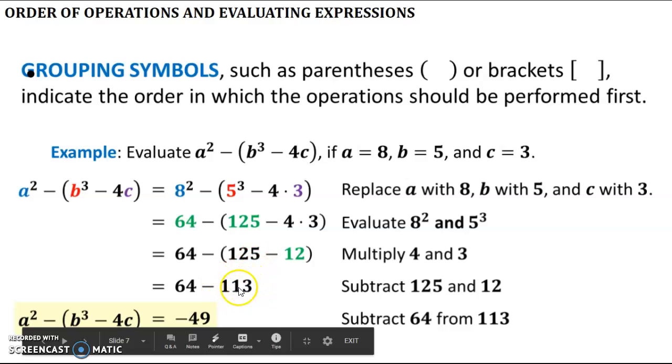And then you move outside the parentheses. So then you would do the 8 squared, which is 64. 64 minus 113 is negative 49. You can see down here.